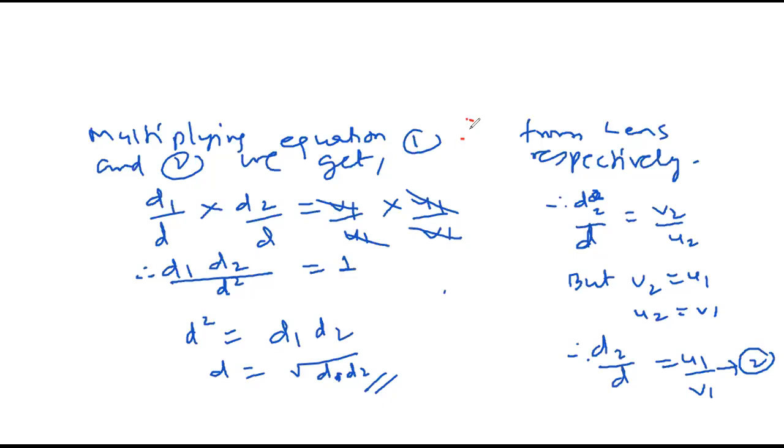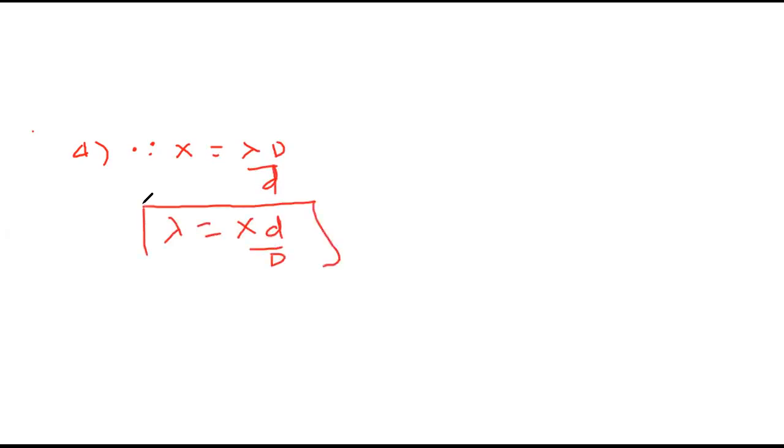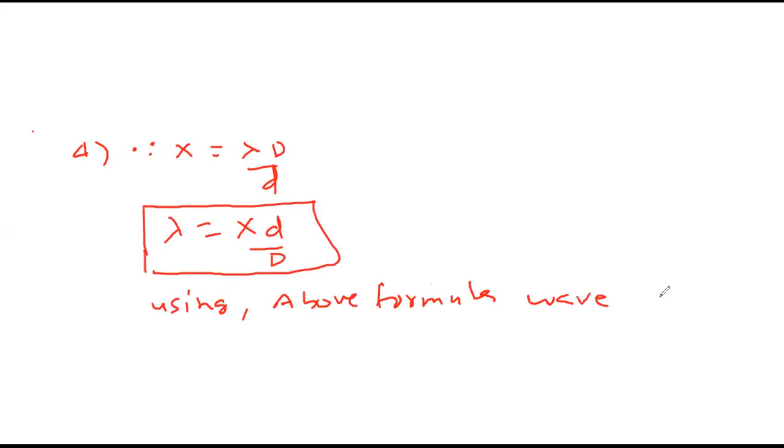Done, sir. Okay. Everybody has done? Yes. Now one last line. Fourth point. Since fringe width is lambda D by d, lambda will become capital X d by D. Using the above formula, wavelength can be determined.